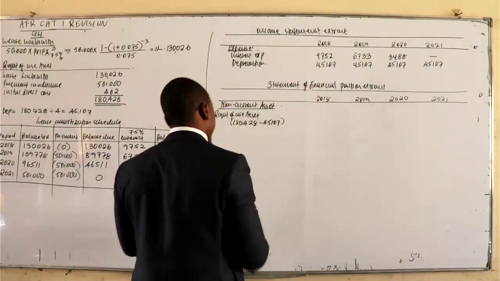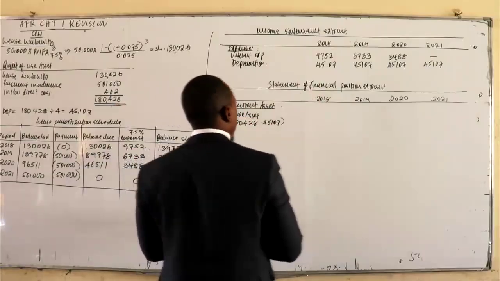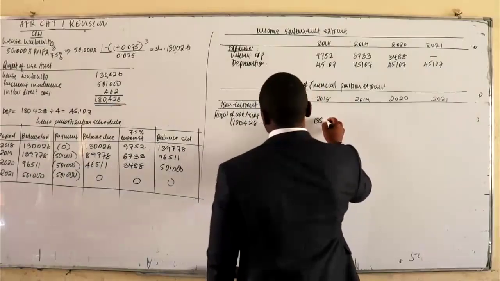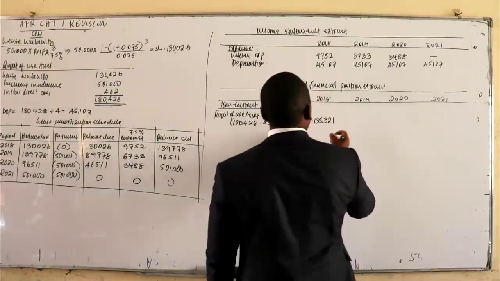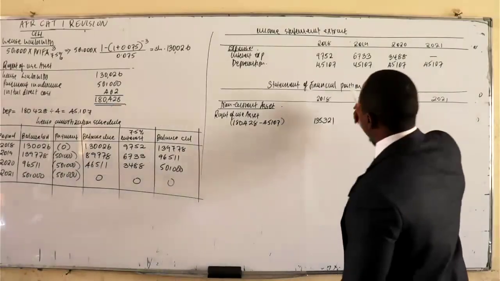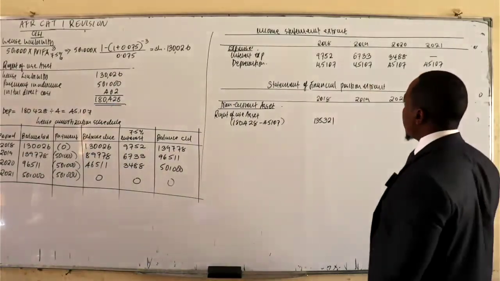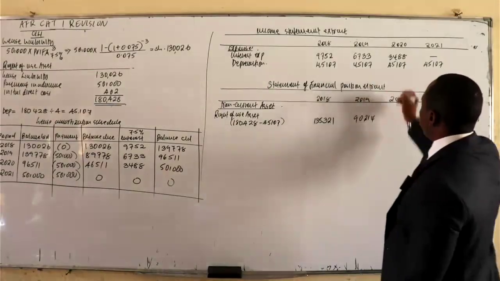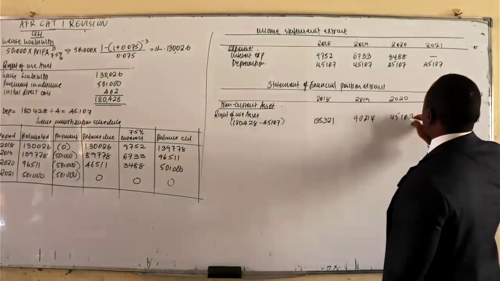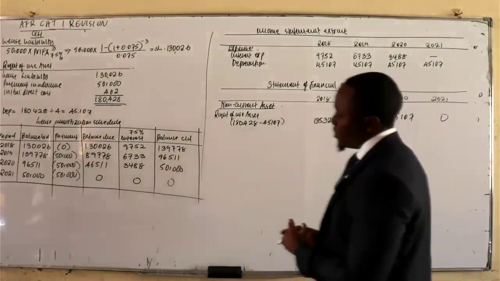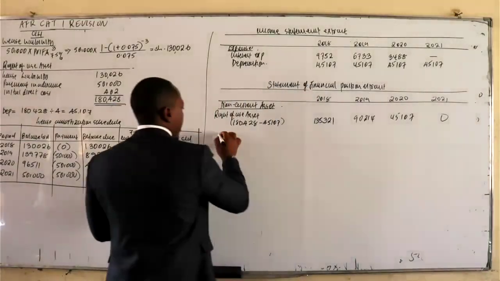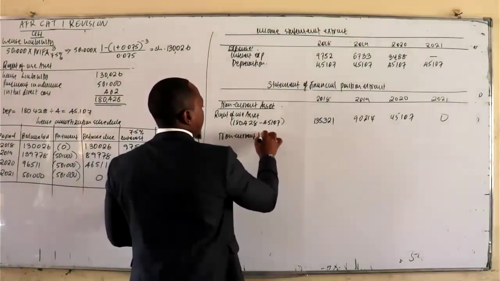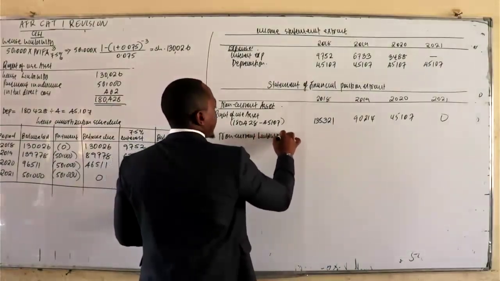How much will be the net book value or the carrying amount? 135,321. Then you minus depreciation for the second year, 45,107, and you get 90,214. You minus this 45,107 again, you get 0. Then what about the non-current liabilities?